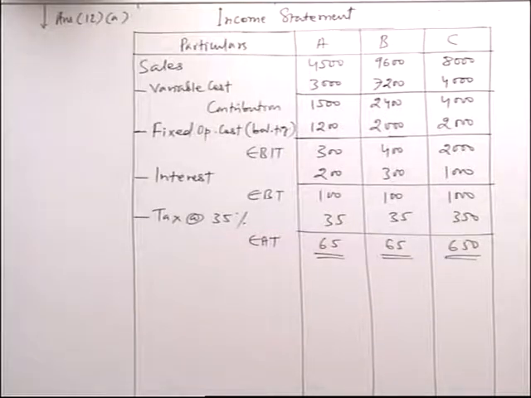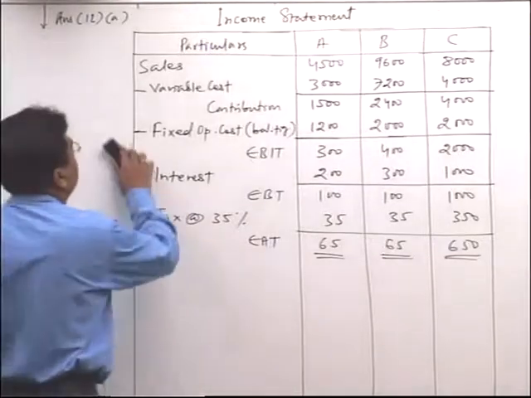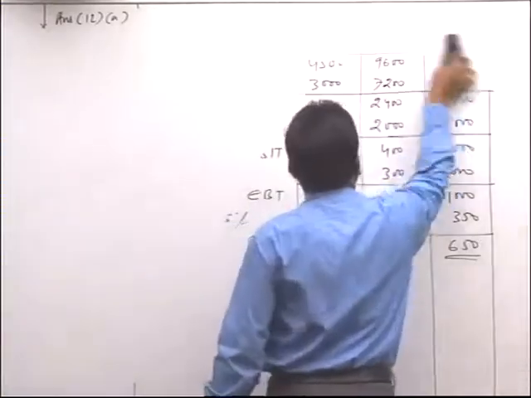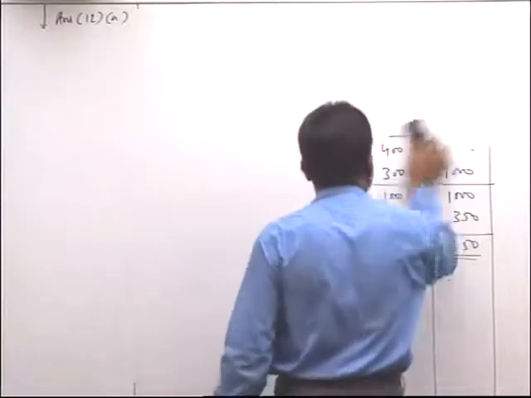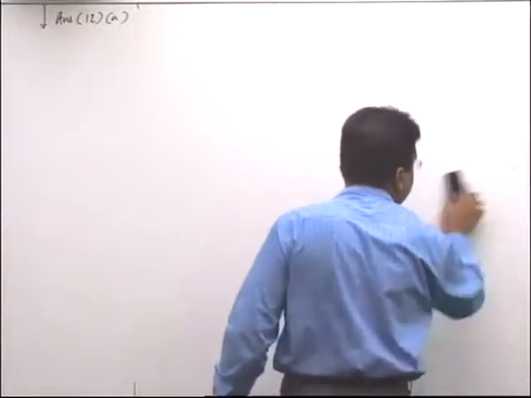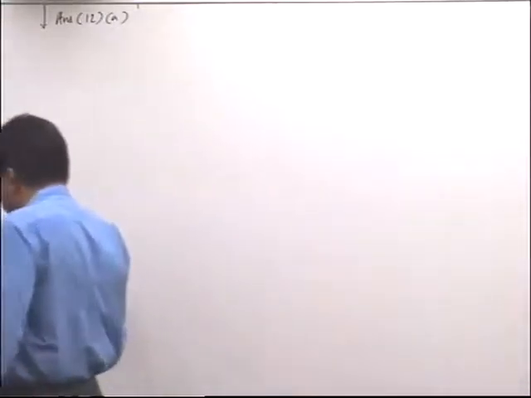Now, please see question 12b. You have to comment on the financial position and structure of these three companies A, B and C. Students are requested to write down the comment on the financial structure of these three companies. But before we write, please see in this question, company A.